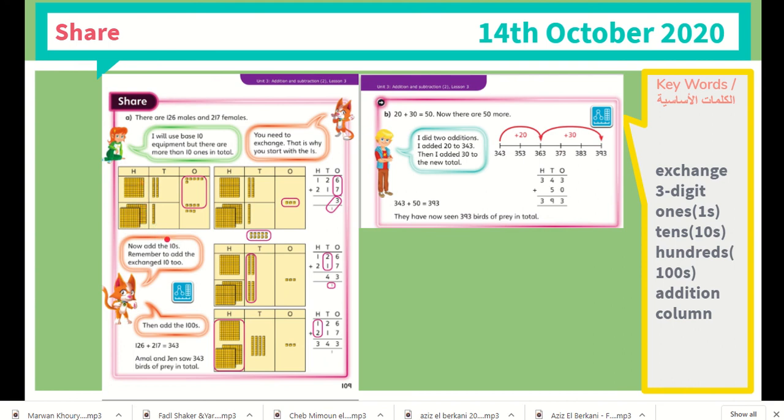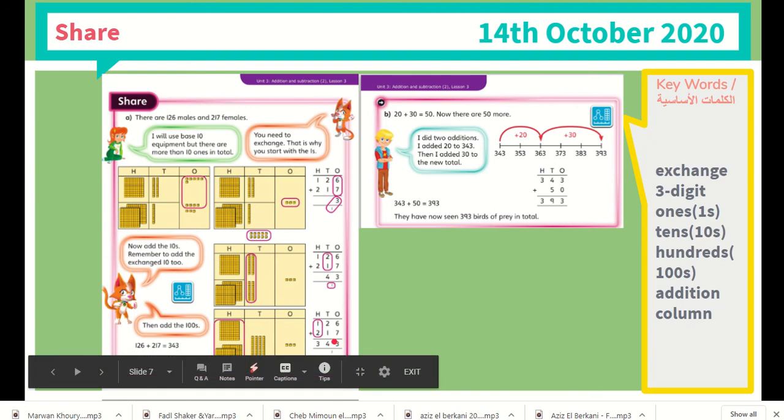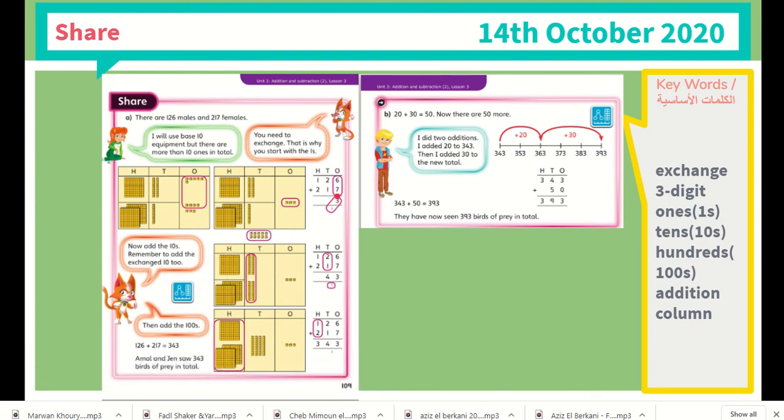So 343. That is the correct answer. It's so easy. I repeat on the column method. So 6 plus 7 is 13. So I cannot write 13 here. All I have to do is keep the leftover, the ones, and I send that extra 10 to the tens.